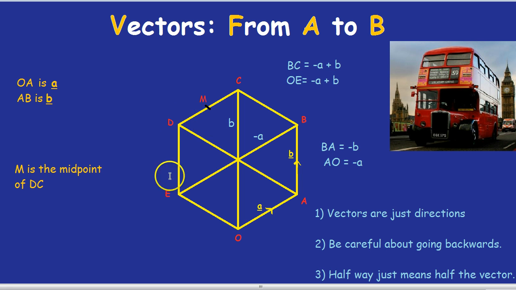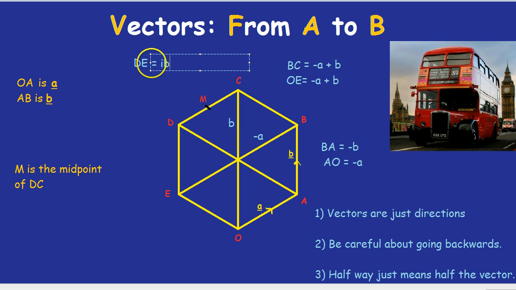Let's do a weird one. D to E. I'm just making these up. I could be here forever. D to E. Well, A to B is B. What do you reckon D to E is going to be? It's the same length, but it's going in the opposite direction, so it would be minus B.